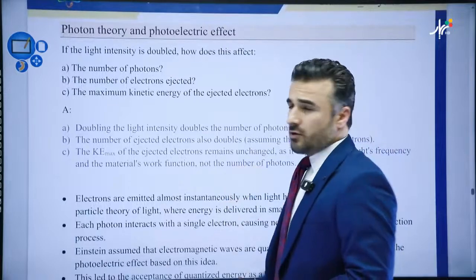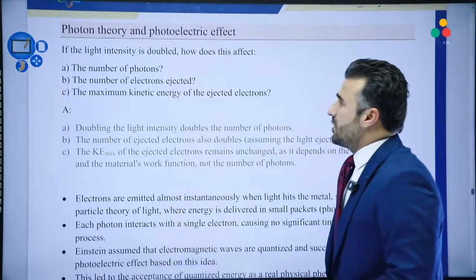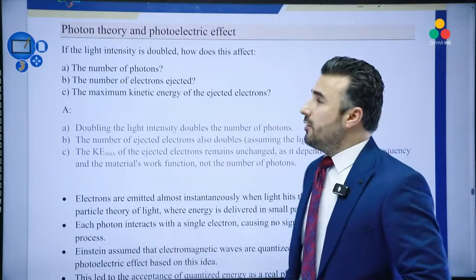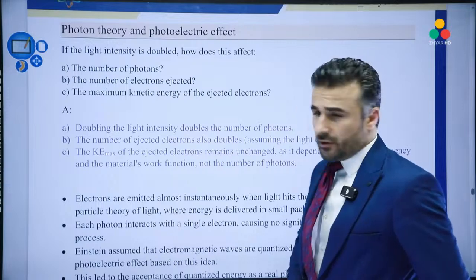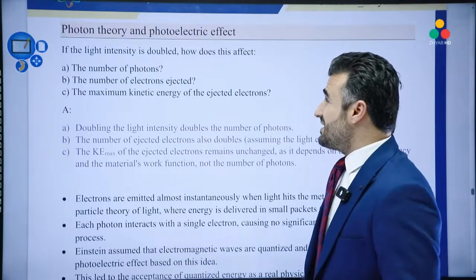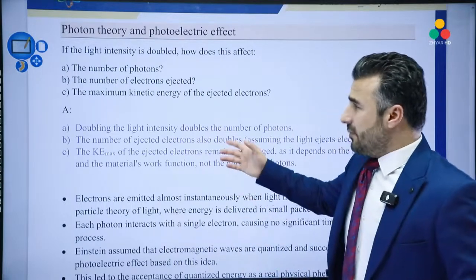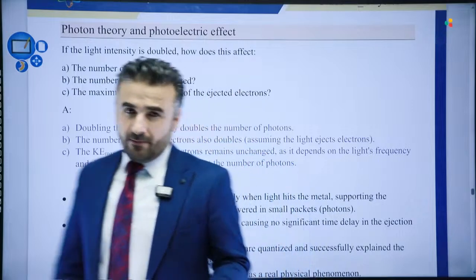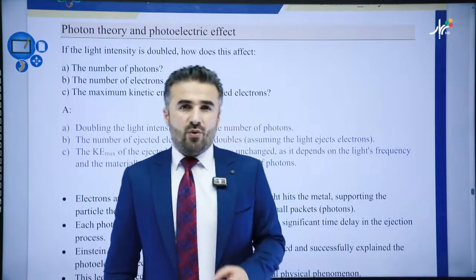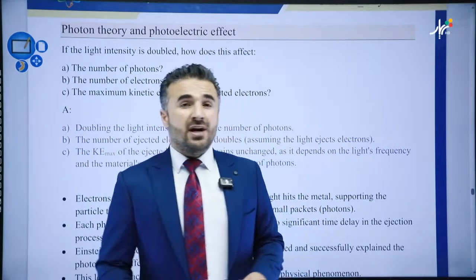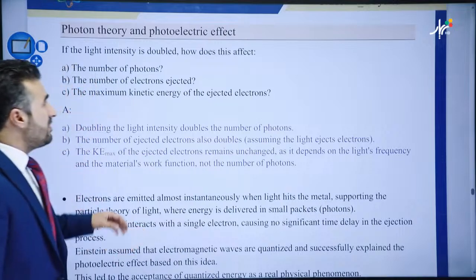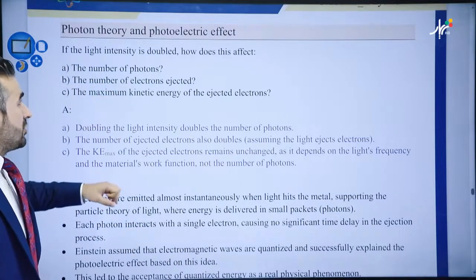Now, of course, we have photon theory and the photoelectric effect. So what can we say about photon theory and the photoelectric effect? We said that if the light intensity is doubled, and I remember we answered this question in one of the parts: what happens if the light intensity is doubled? How does this affect the number of photoelectrons?